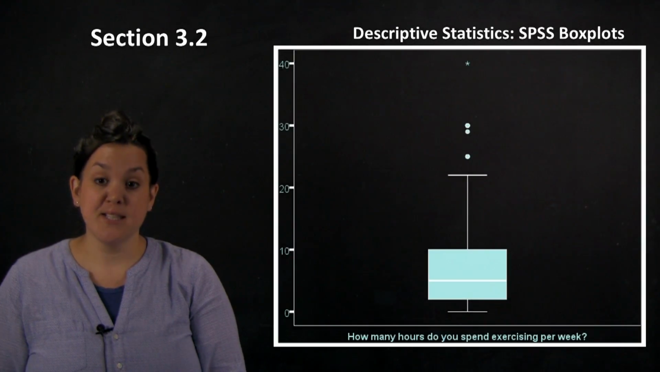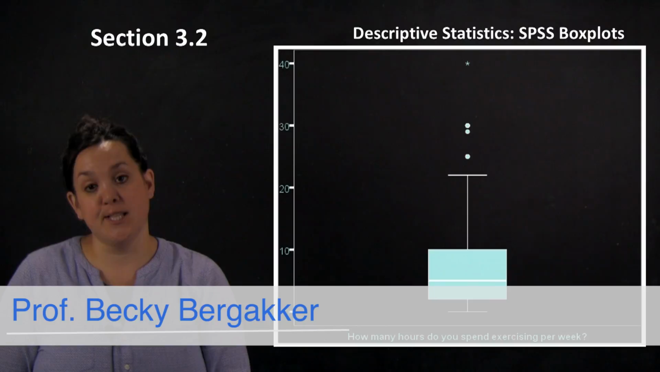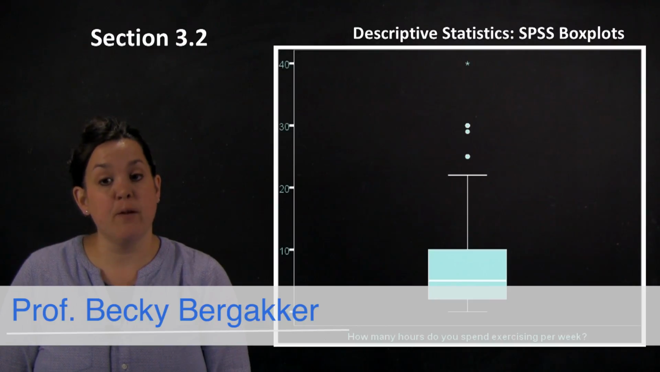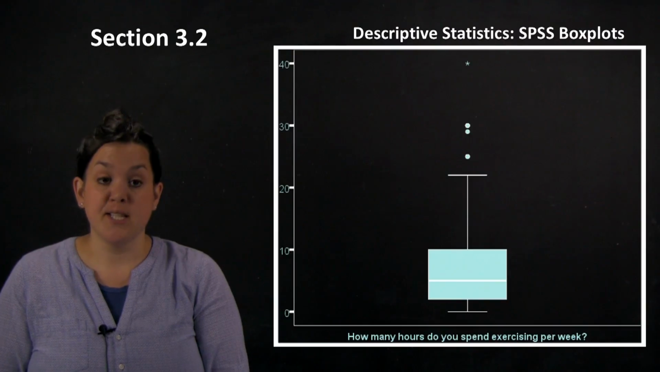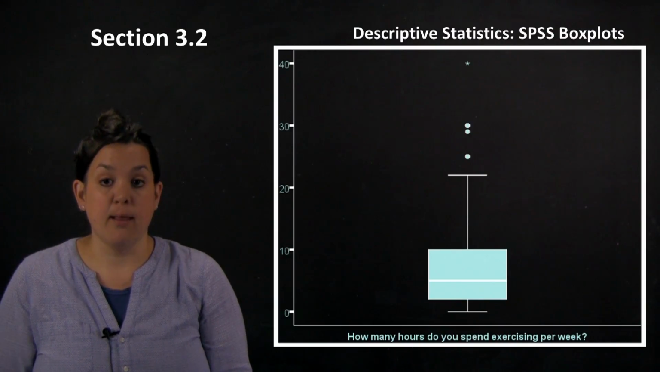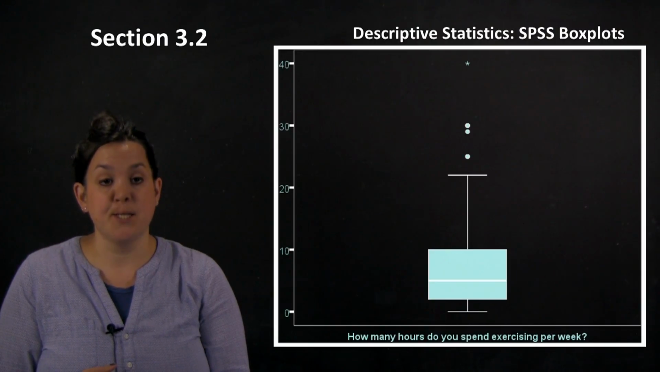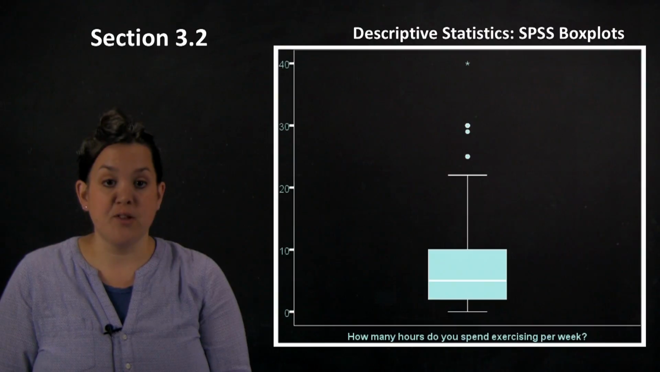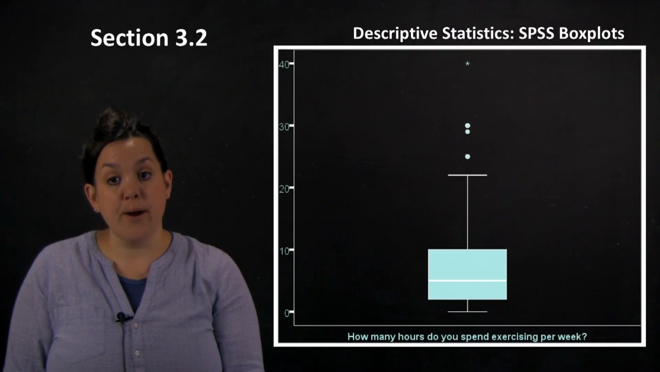Good morning, class. So today we're continuing our discussion of Chapter 3, which is the analysis of one quantitative variable. We're working in Section 3.2. Today we're looking at how SPSS creates a box plot. Last time we looked at Section 3.2 where we drew a box plot by hand. So SPSS creates what's called a modified box plot because it shows you where outliers are.